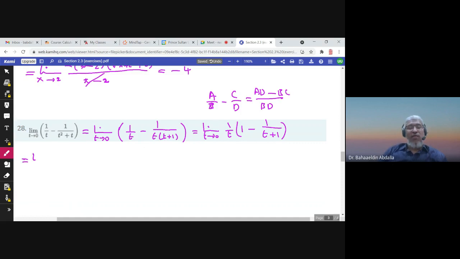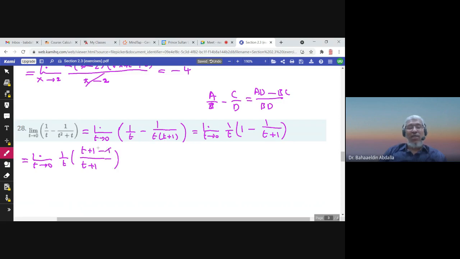So we will have the limit when t approaches 0 of 1 over t times. Here this is 1 over 1. So if you multiply the denominator 1 times t plus 1, you get t plus 1. And then t plus 1 times 1, which is t plus 1, minus 1 times 1, which is 1.